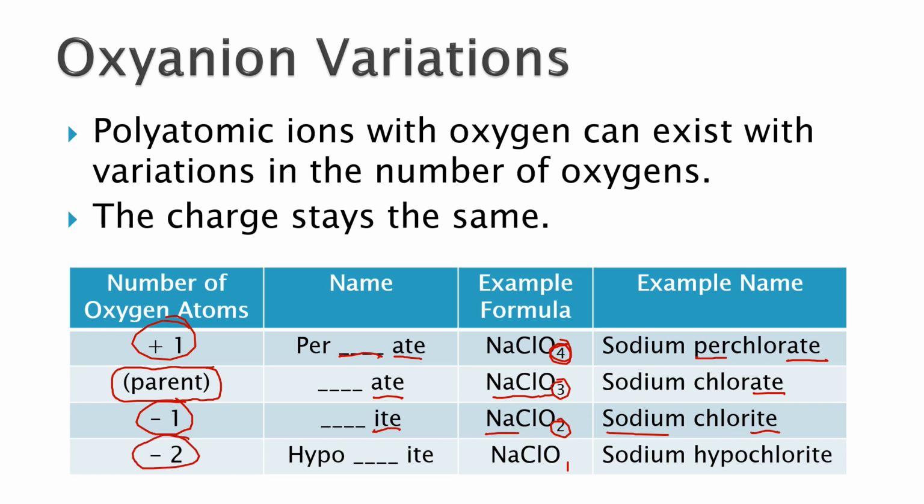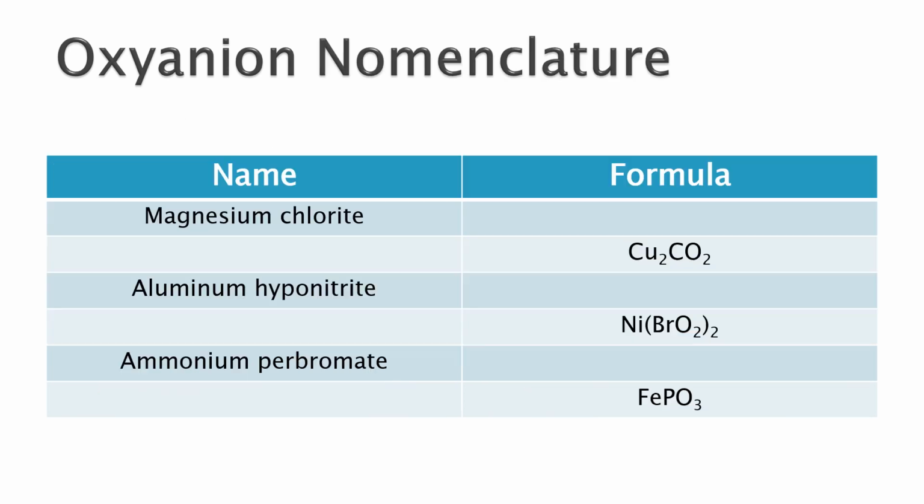And the other option is that you can take away 2 oxygens. And for that one, you got to stick this hypo in there. So there's sodium again. This time the chlorate has lost 2 oxygens, went from 3 to 2 to 1. And so this is hypochlorite because you took away 2 oxygens from the original. Alrighty, so let's try a few of these ones.